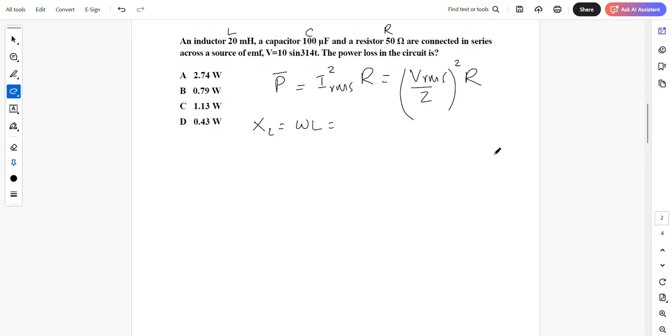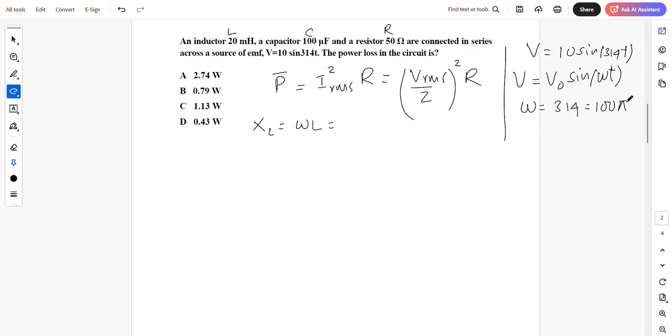How much is omega? Compare this: V is equal to 10 sine of 314t, with V is equal to V naught sine of omega t. Omega is equal to 314 radians per second, which can be written as 100 pi radians per second, because 3.14 is equal to pi. 314 is equal to 100 pi.